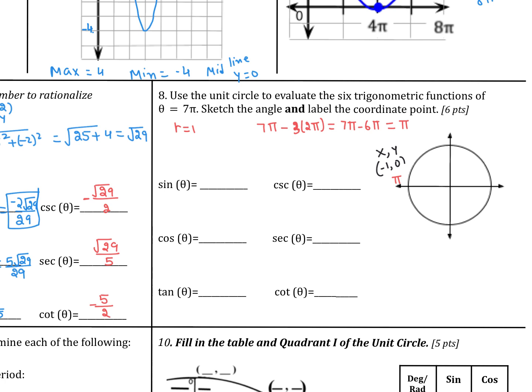In this case, sine is just y because the r is not there. Cosine is just x. Tangent is y over x. Cosecant is 1 over sine and is going to give you undefined. Secant is negative 1. Cotangent is the opposite of tangent, 1 over 0, and makes it undefined again.